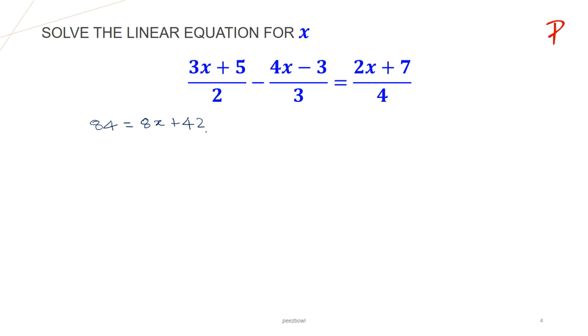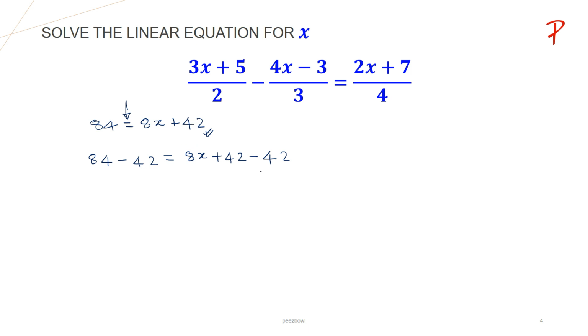Now I need to remove 42 from the right hand side. So how shall we do it? 84, because this is plus 42, we have to subtract 42 from both the sides, because we have one equal to sign in between. Plus 42 minus 42. Because there is an equal to sign, whatever addition or subtraction I am doing on the right hand side, the same thing I have to do on the left hand side as well. Otherwise this equation will not be equal.